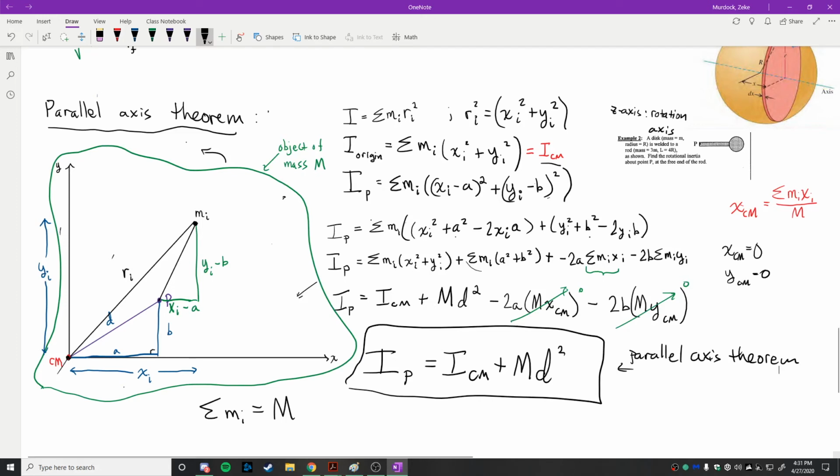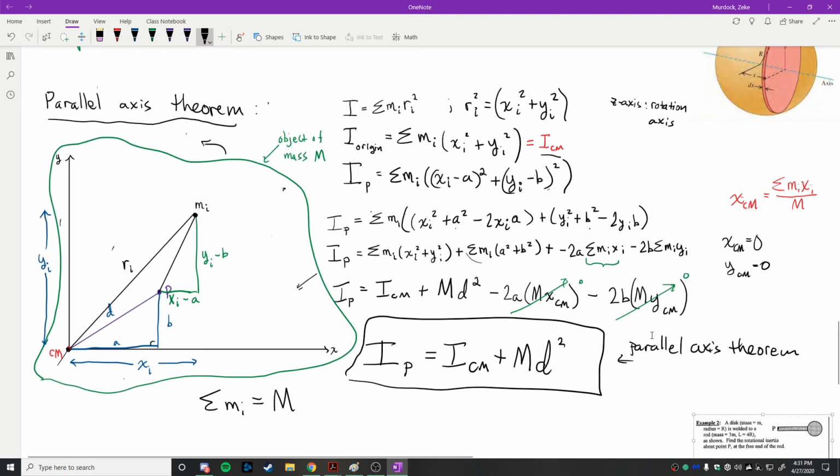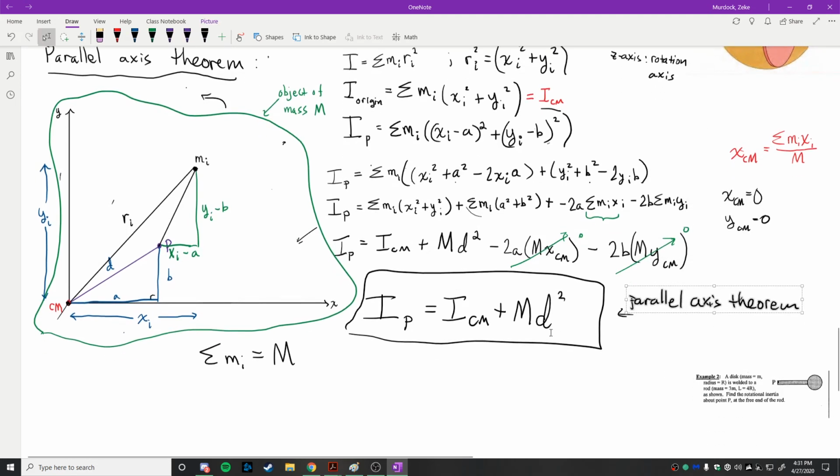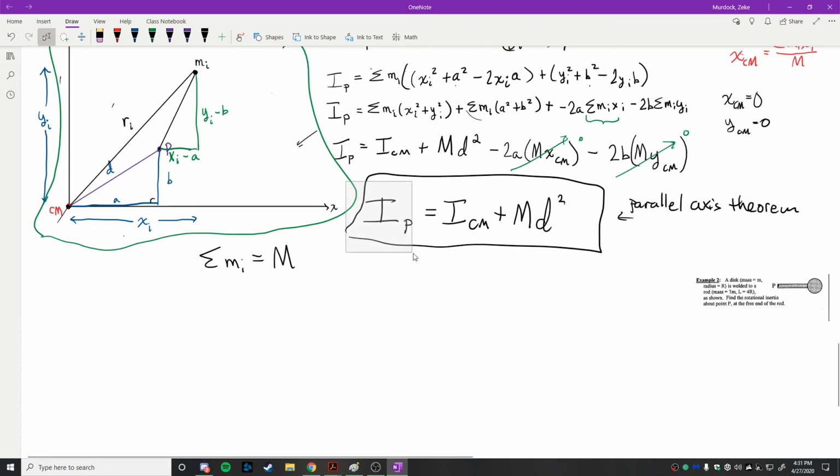We can use it to do this problem. We're going to do the other problem first. So this states that the moment of inertia about some point P is equal to the moment of inertia about the center of mass, you need to know what this is, plus md squared. Okay? Let me give you a simple example of where we could do this.